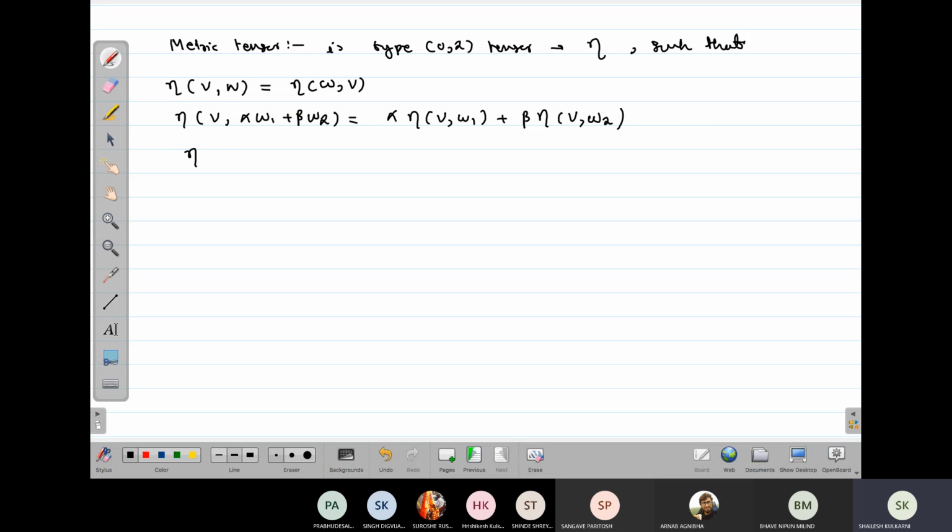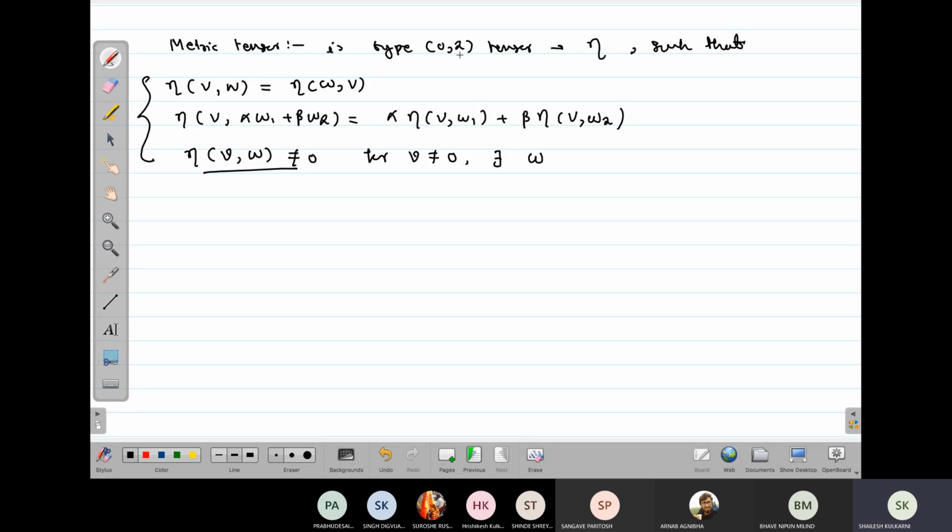And the third one is that eta acting on V, W is not equal to 0 for V not equal to 0. I should say that for a non-zero vector V there exists a vector W such that this happens. So these are the defining properties of the metric tensor.